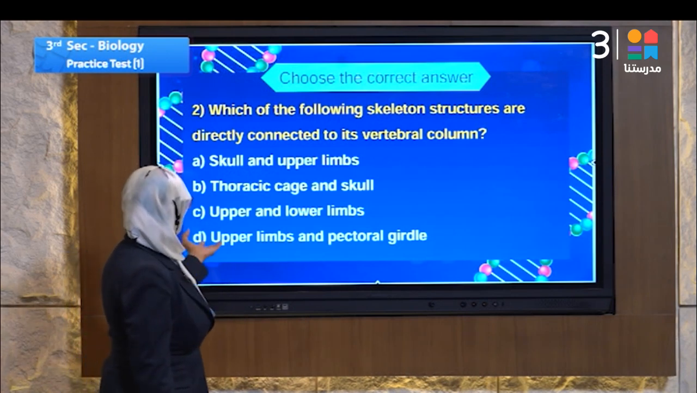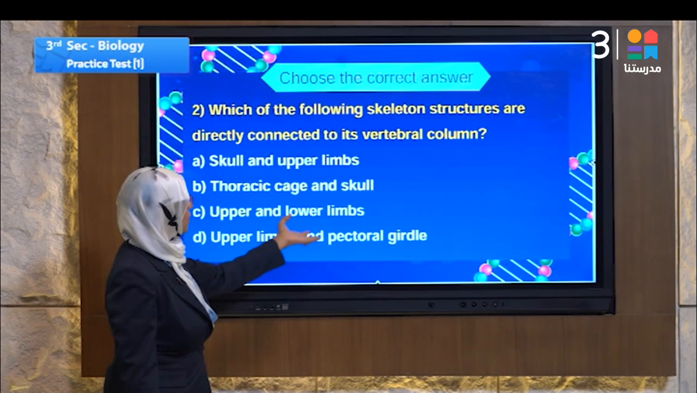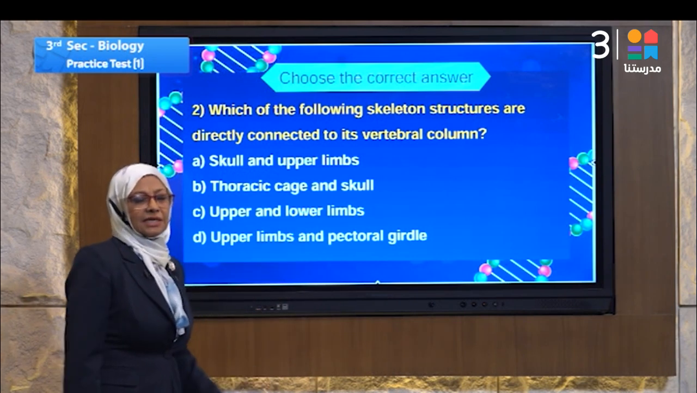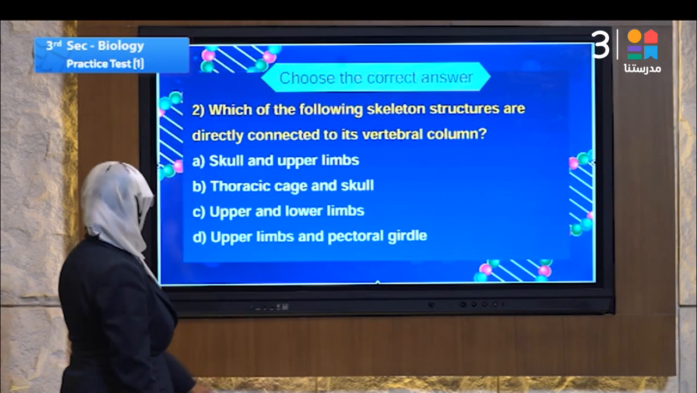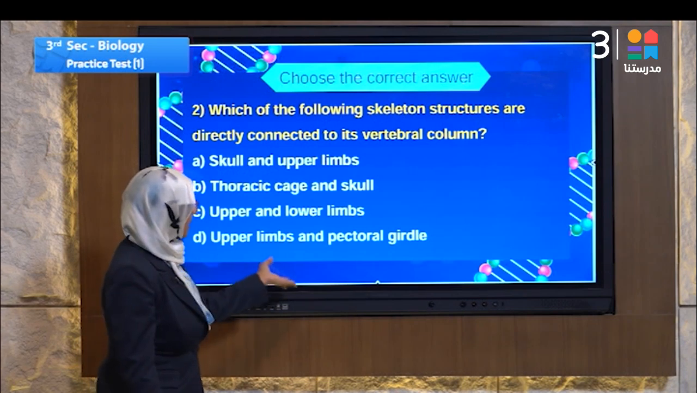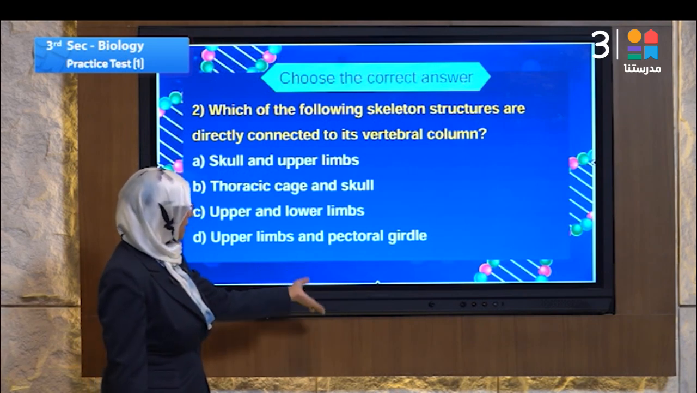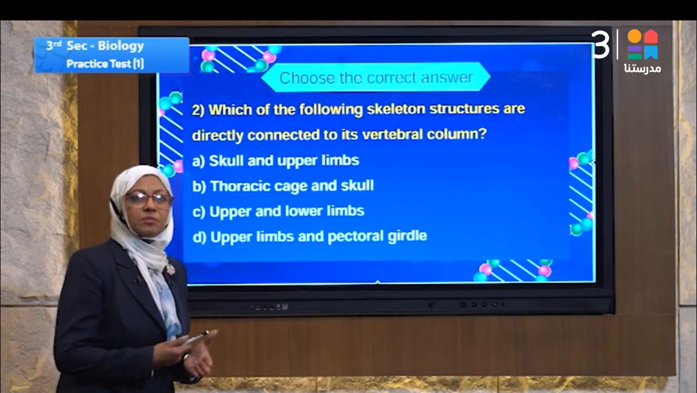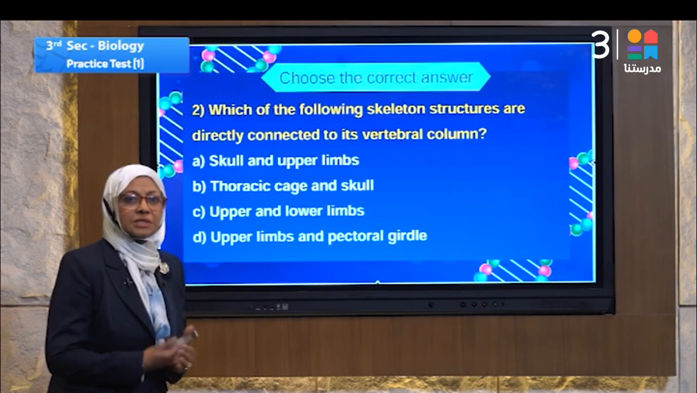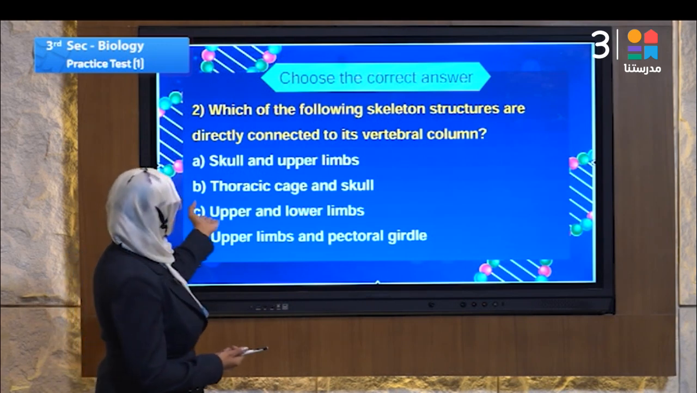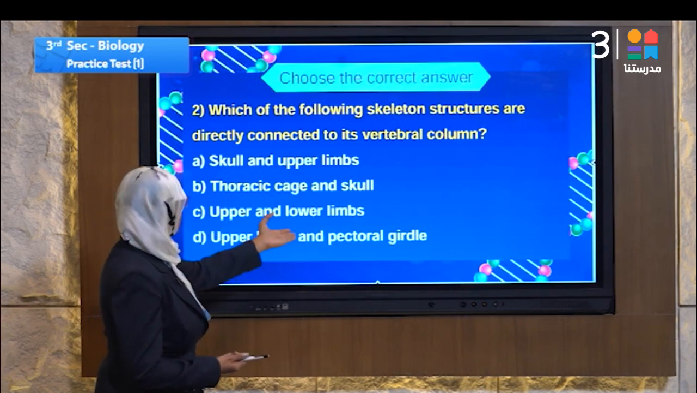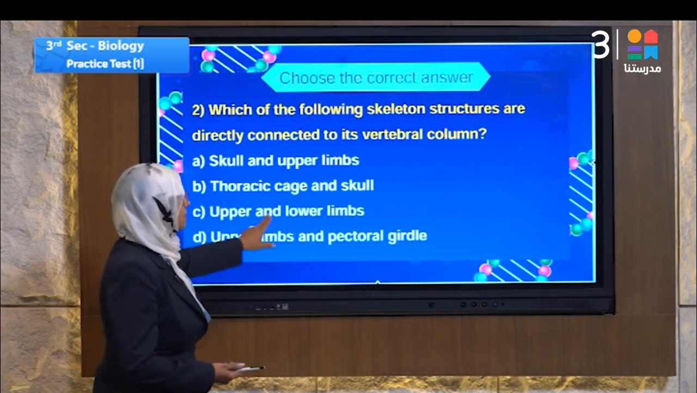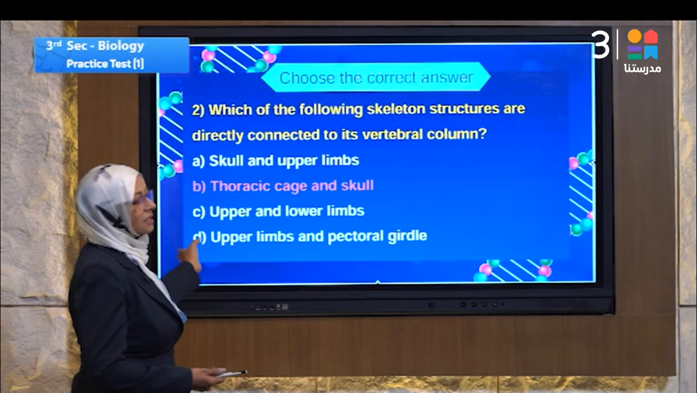Let's go to choice number C. Upper and lower limbs are not directly connected with the vertebral column. Number D, upper limbs and pectoral girdle, no, there is no direct connection between them. So the answer must be thoracic cage and skull. The answer must be B. Yes, the answer is B.